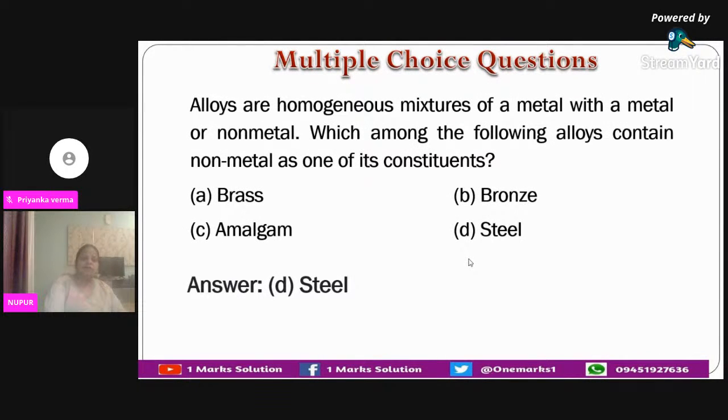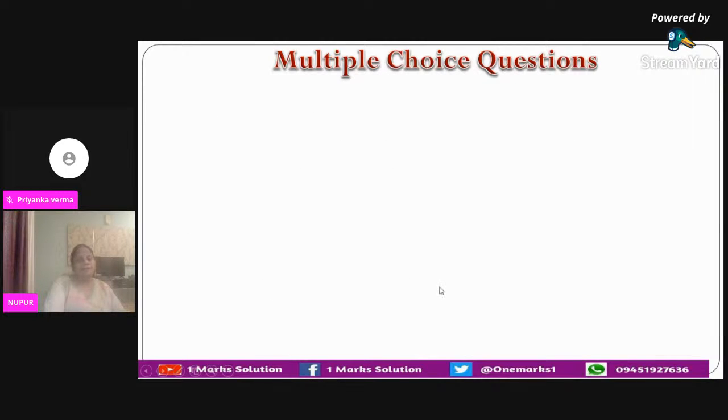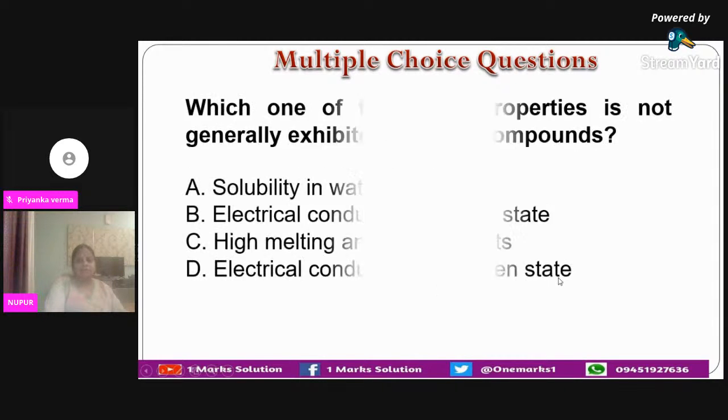Talking about alloys, we go to the next question on alloys. Alloys are homogeneous mixtures of a metal with a metal or a non-metal. Now, which of them will contain a non-metal as one of its constituents? The answer here is steel. We've already discussed the rest of them contain metals only.